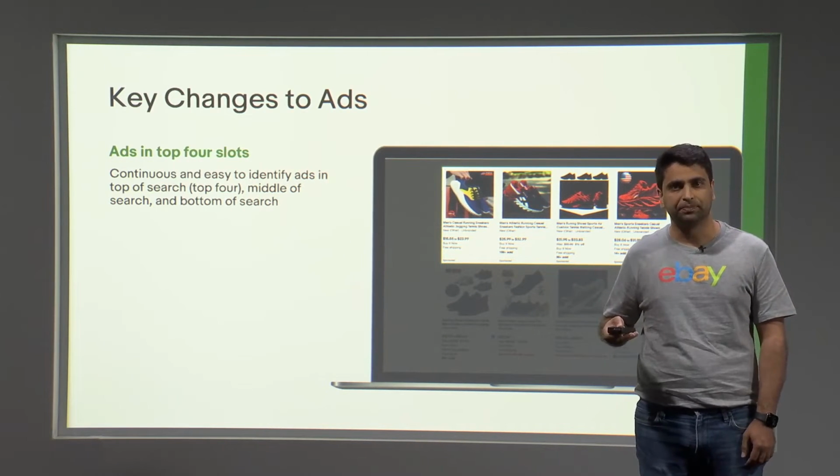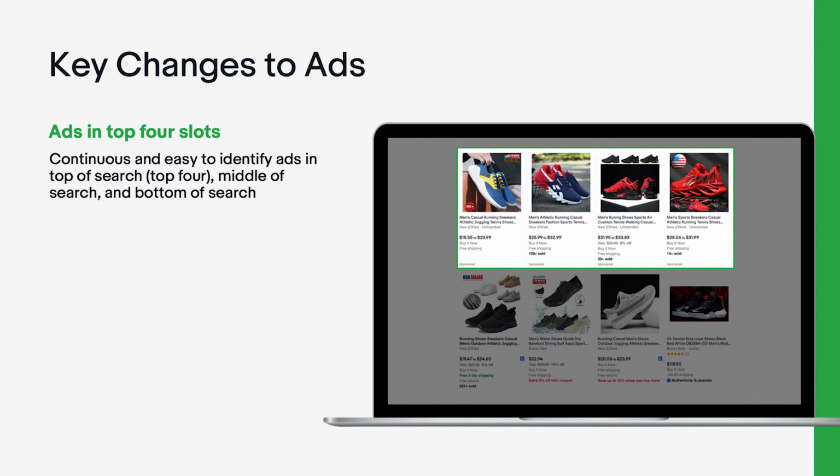But that's changing. Soon, you will see clearly demarcated ad placements, such as the top of search ad placement, middle of search ad placements, as well as bottom of search ad placements. Each of these ad placements will have a number of ad slots. Ads will be shown in a continuous and clearly demarcated manner. We think that makes it much easier for buyers to identify and to interact with the ads.